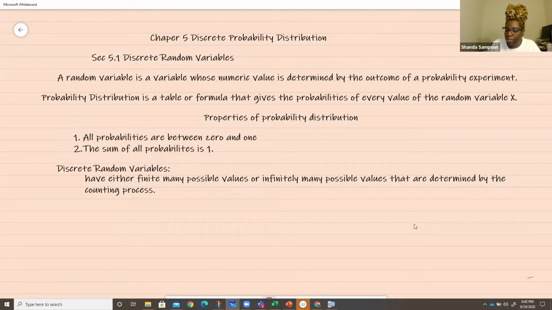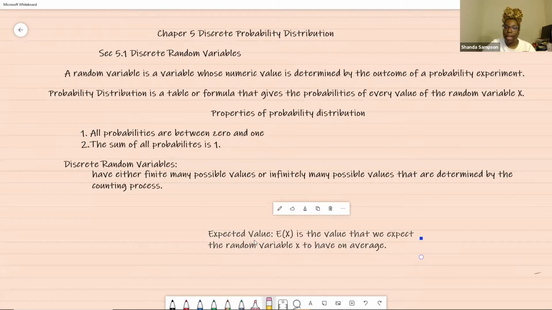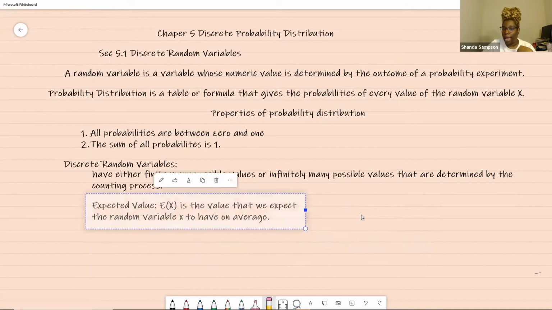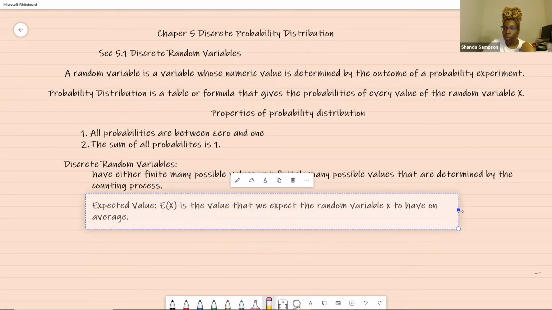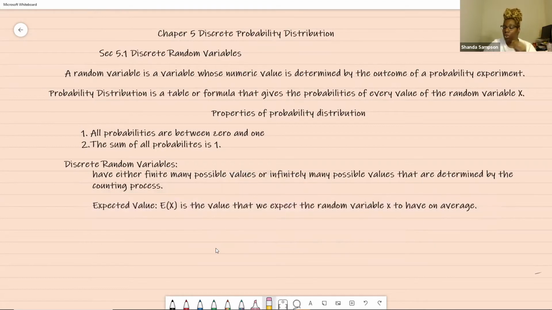Now we're going to get into what we call expected value, because that's what we need to really talk about in this section. We call it capital E, parenthesis, capital X, parenthesis. So the expected value is the value that we expect the random variable X to have on average. When you're doing something, you always have an expectation of what's going to happen. So that's what our expected value is: what we expect to happen.